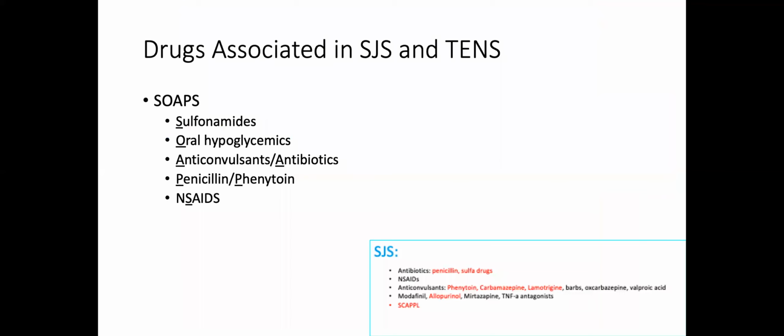Okay, so drugs associated with Stevens-Johnson syndrome and TEN. There's two ways of remembering it: SCALPEL or SOAPS. Sulfonamides, oral hypoglycemics, anticonvulsants, antibiotics, penicillin, phenytoin, and NSAIDs could trigger Stevens-Johnson syndrome or TEN. Know that for pharm, penicillin and sulfa are probably going to be some of the most important antibiotics. Anticonvulsants, phenytoin, carbamazepine, lamotrigine would be most important. Also, allopurinol might be one of those things that pop up on your exam.